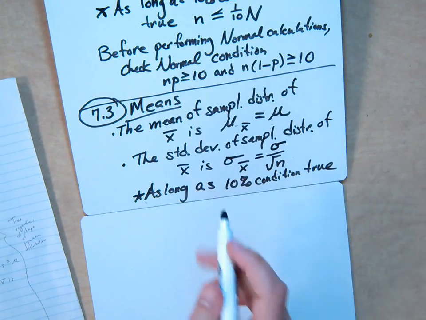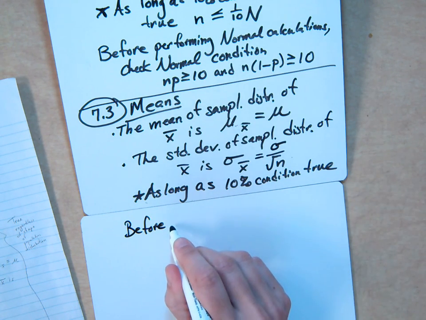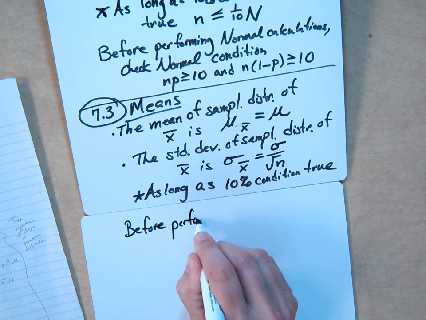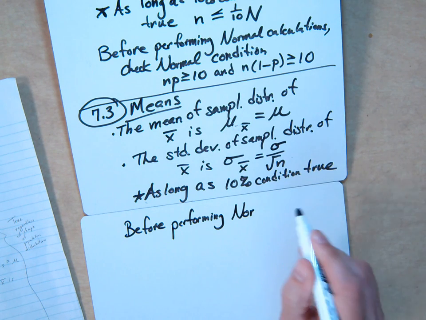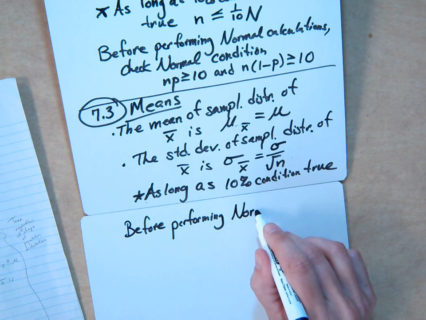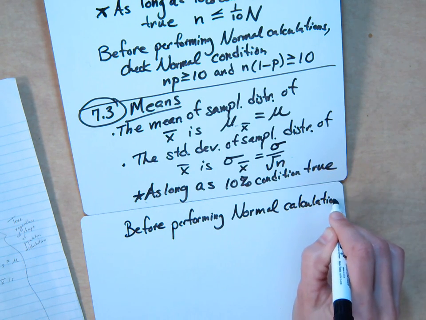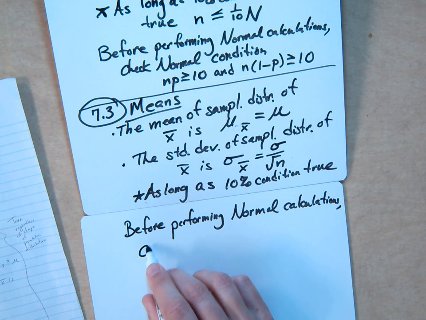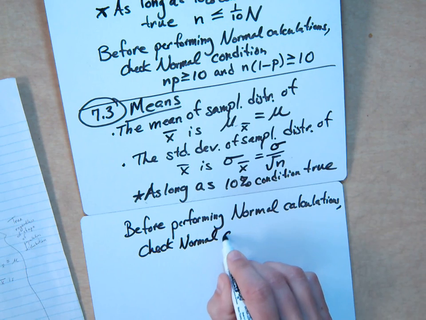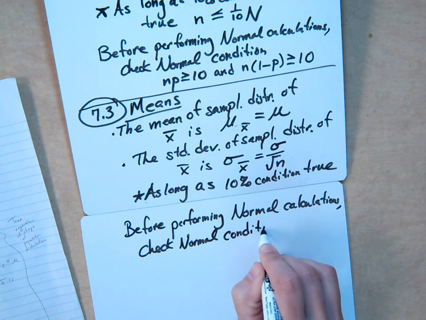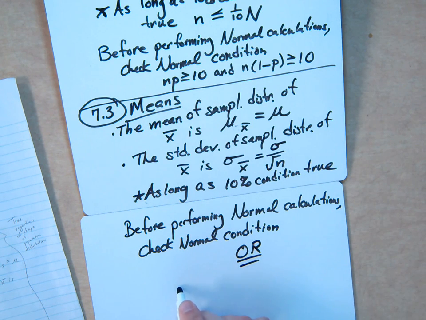Well, for means, before performing normal calculations, you have a couple of options because of the central limit theorem. So before performing normal calculations, you can check the normal condition, or, for means only, you can use the central limit theorem.